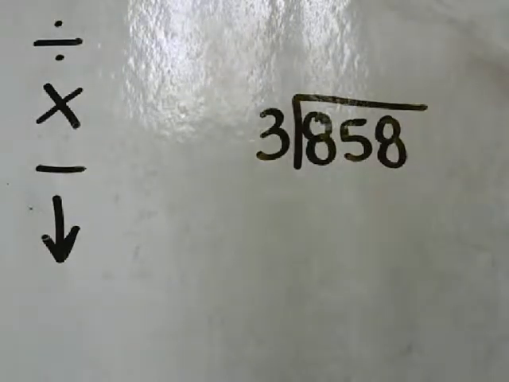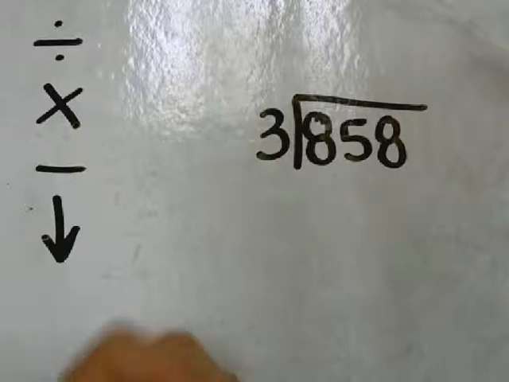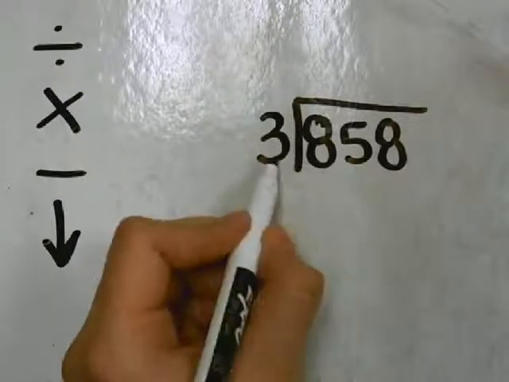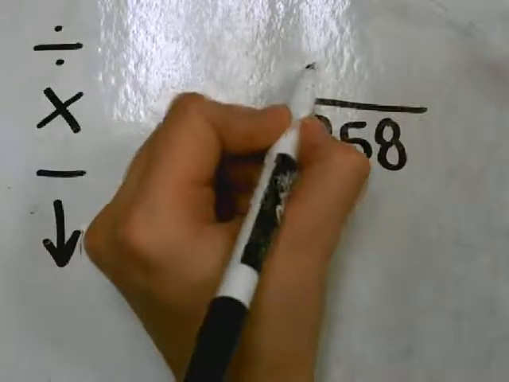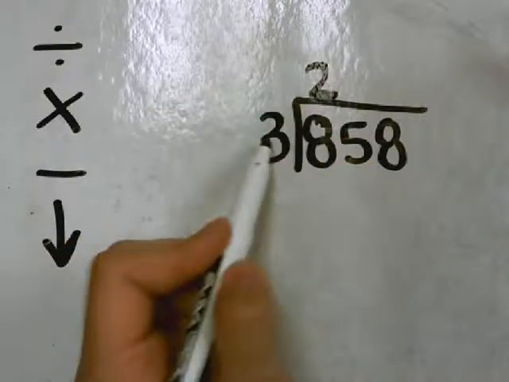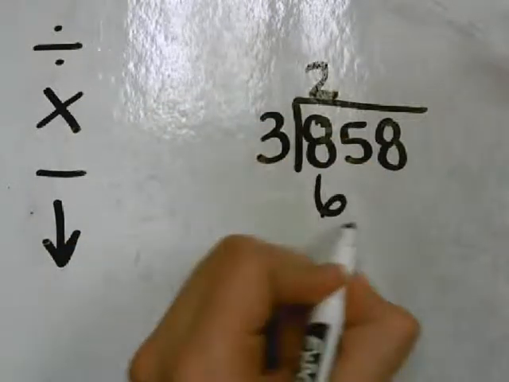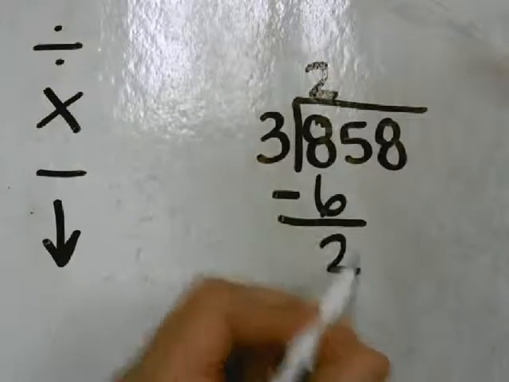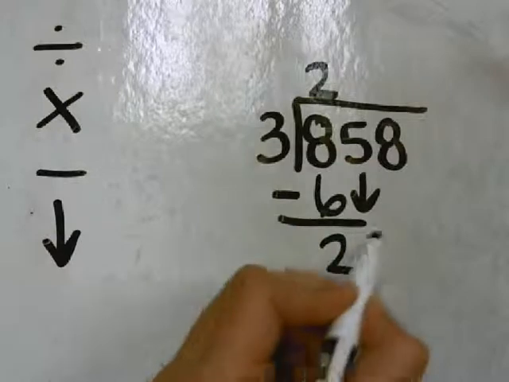So the first thing we're going to do is 8 divided by 3. And I know that goes in 2 times. So 2 times 3 is 6. Subtract. 8 minus 6 is 2. Bring down the next number. Now we're working with 25, and 3 doesn't go into 25 evenly, so I'm just going to write my facts.